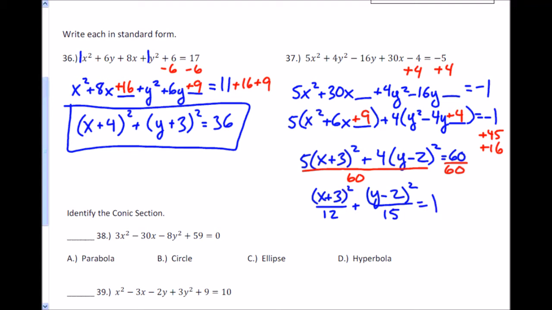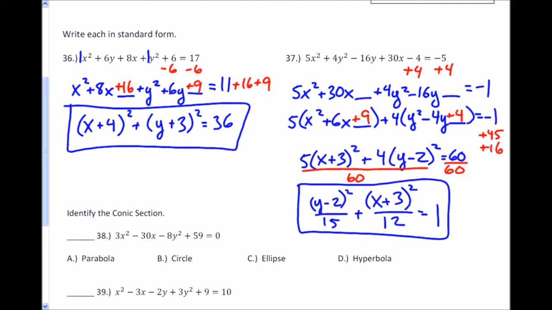And now the last thing I have to remember with an ellipse, my larger denominator has to be written first. So I have to flip-flop these two things. I'm just going to erase it and rewrite it here. So that's going to give me (y minus 2) squared over 15 plus (x plus 3) squared over 12 equals 1. And now that's written in my standard form for the ellipse.